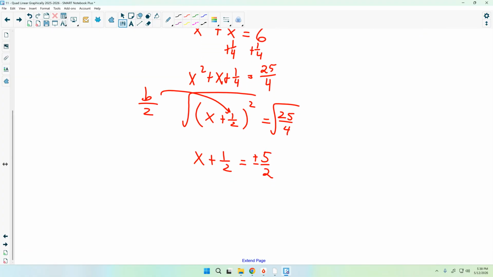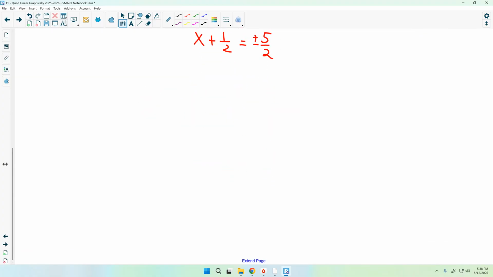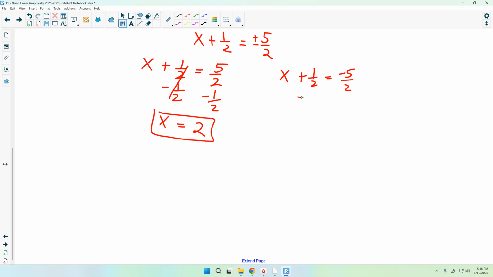Our next step needs to be creating our two equations, where in one case, x plus 1/2 is equal to positive 5/2, and the other where x plus 1/2 is equal to negative 5/2. And then we can solve each, which works out lovely. 5/2 minus 1/2 is 4/2, which is 2. And negative 5/2 minus 1/2 is negative 6/2, which is negative 3. So two real rational roots.